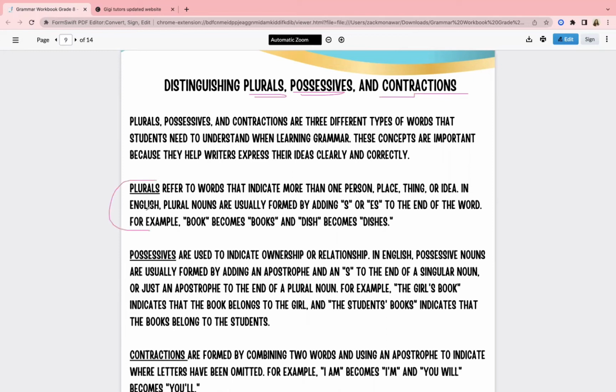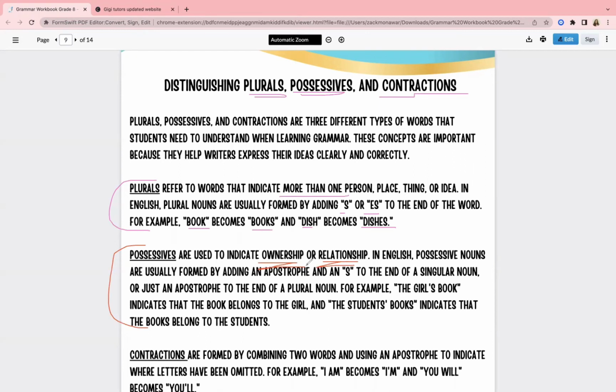Okay, now we're going to distinguish plurals, possessives, and contractions. These concepts commonly get confused with one another, so let us talk about the differences. So first, plurals. Plurals refer to words that indicate more than one person, place, thing, or idea. They're usually formed by adding an S or an ES to the end of the word, like book becomes books and dish becomes dishes. That is what I mean when I say plural.